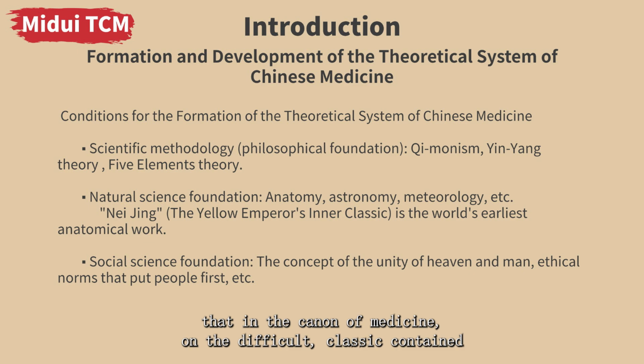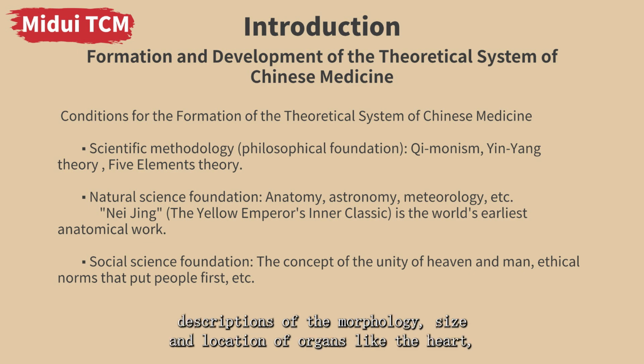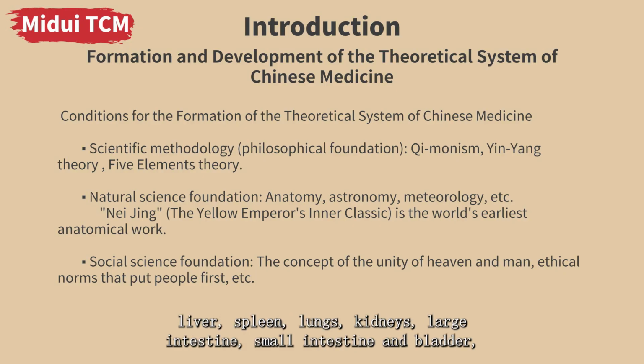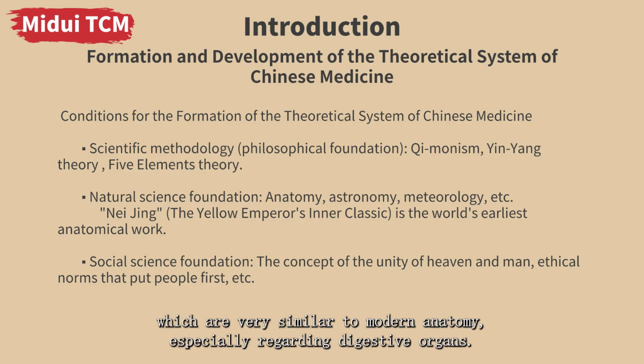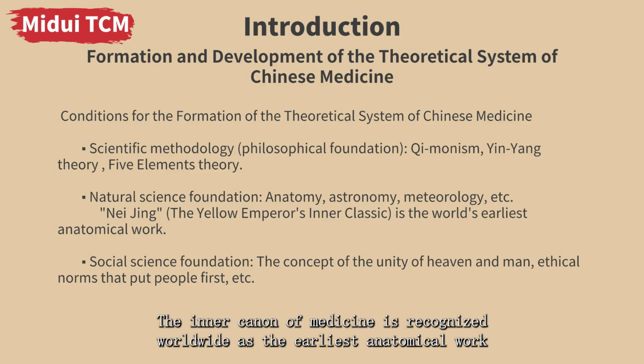The Inner Canon of Medicine and the Difficult Classic contained descriptions of the morphology, size, and location of organs like the heart, liver, spleen, lungs, kidneys, large intestine, small intestine, and bladder, which are very similar to modern anatomy, especially regarding digestive organs. The Inner Canon of Medicine is recognized worldwide as the earliest anatomical work.